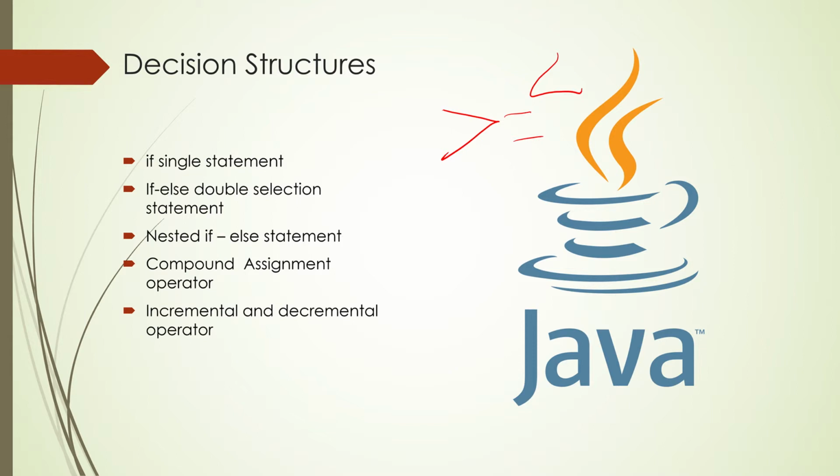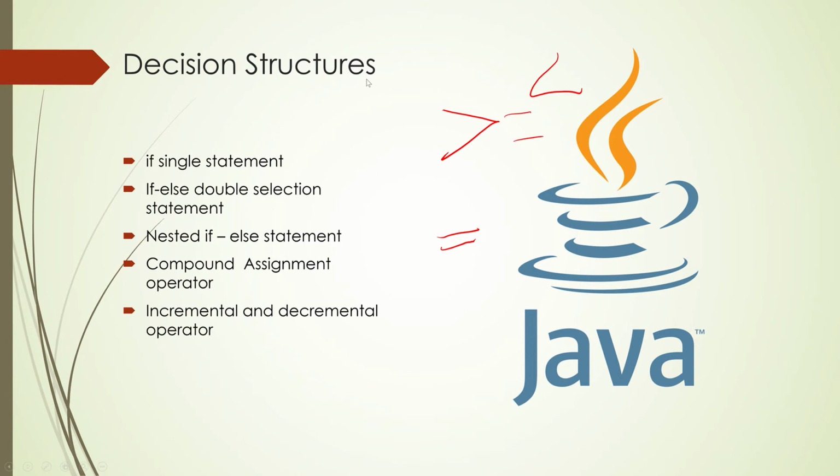Also, I'd like to tell you that when we say this as equal to, it is not the equal sign in Java. It is an assignment operator, used for assigning a value to a variable or any instance.